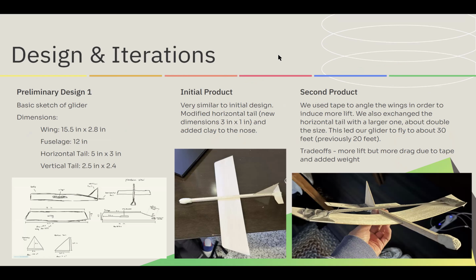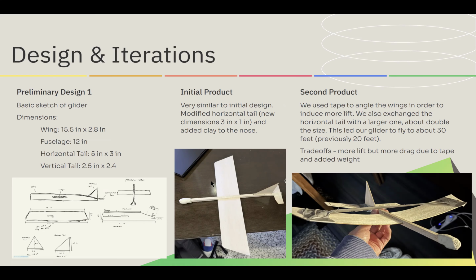And then for design and iterations, our preliminary design used a 15.5 inch by 2.8 inch wing and a 12-inch fuselage and some small tail surfaces, both triangular shaped. And our second iteration, our actual one, matter of fact, was very similar to our initial design, except that the horizontal tail was now trapezoidal instead of the initial triangular shape. We just wanted to increase the surface area and also try to induce as much lift as possible.